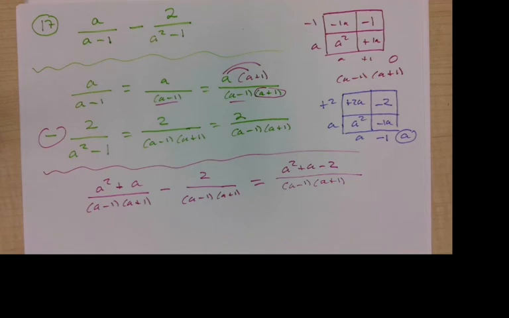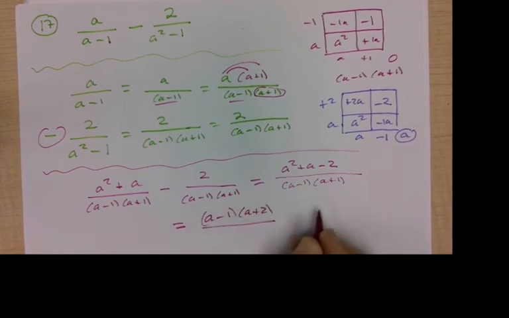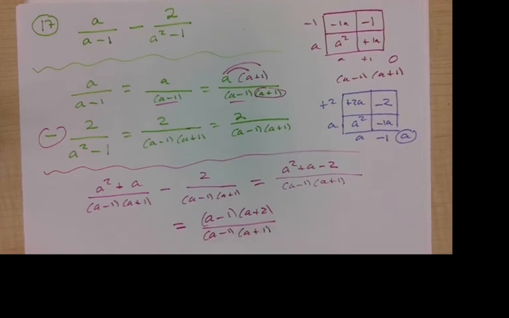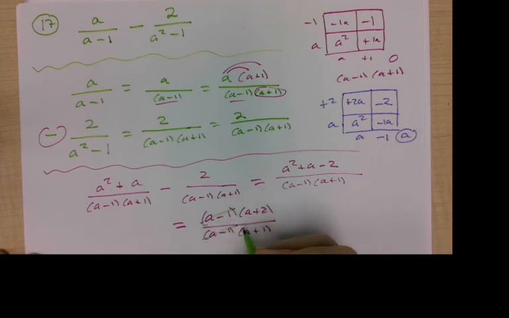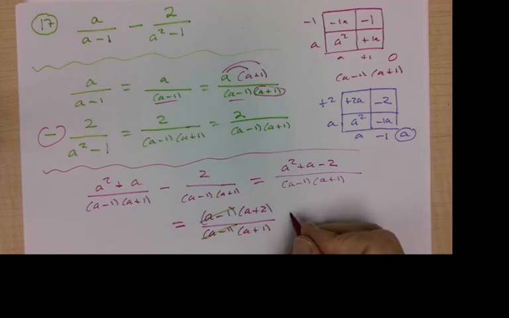So this becomes (a - 1)(a + 2) on top, (a - 1)(a + 1) on the bottom. And what happens? The (a - 1)'s divide out. (a - 1) divided by (a - 1) is the same as 1 over 1. And my final answer will be (a + 2) over (a + 1).